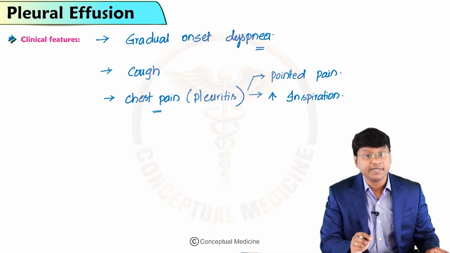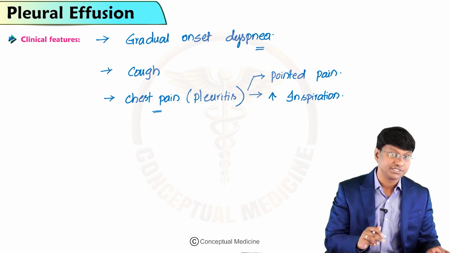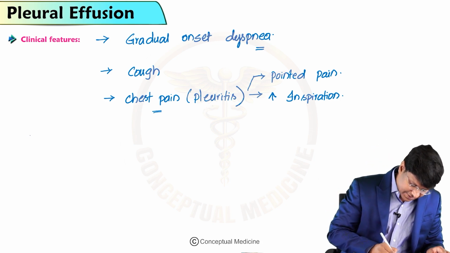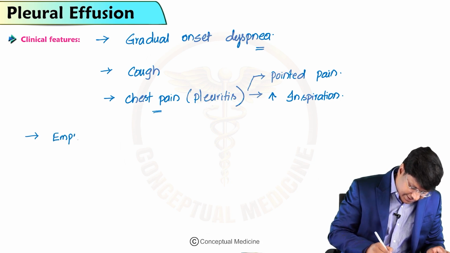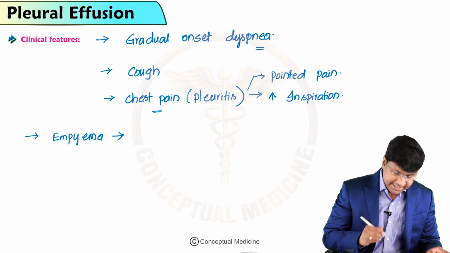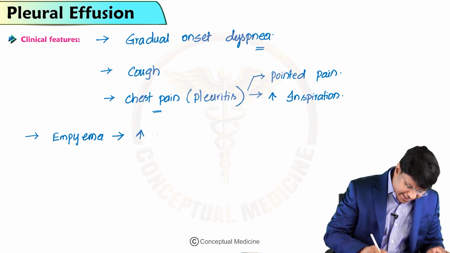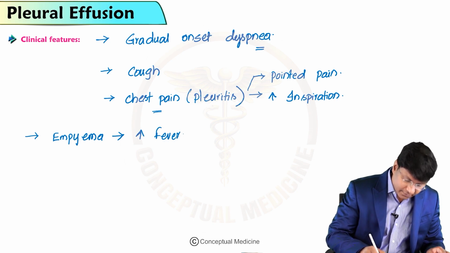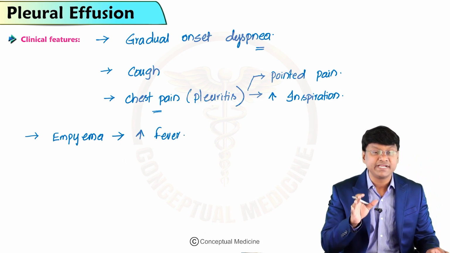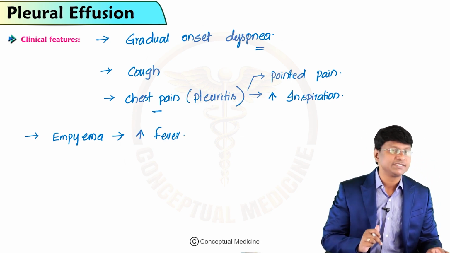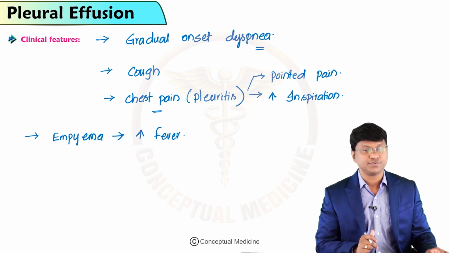The other important clinical manifestations depend upon the underlying etiology. For example, if empyema, that is accumulation of pus in the pleural space, is responsible for the pleural effusion, then the individual will have a very high grade fever. They will have systemic toxicity if empyema is the cause of the pleural effusion.